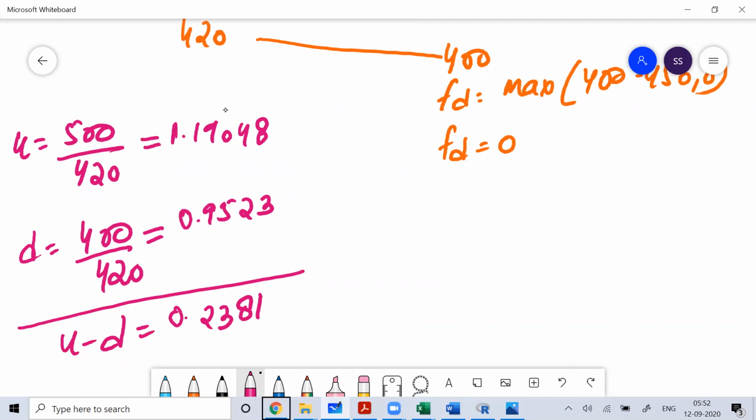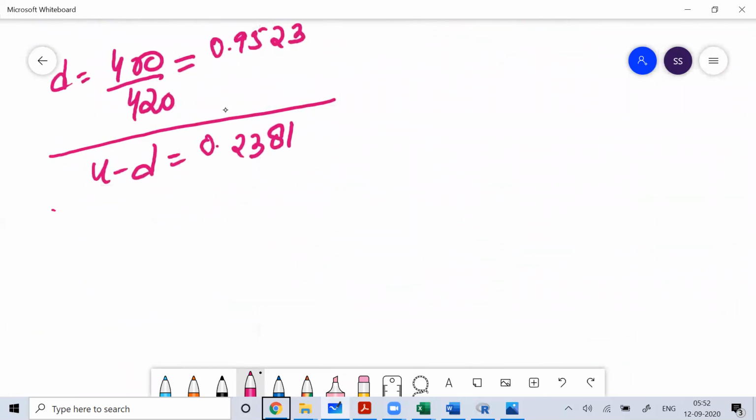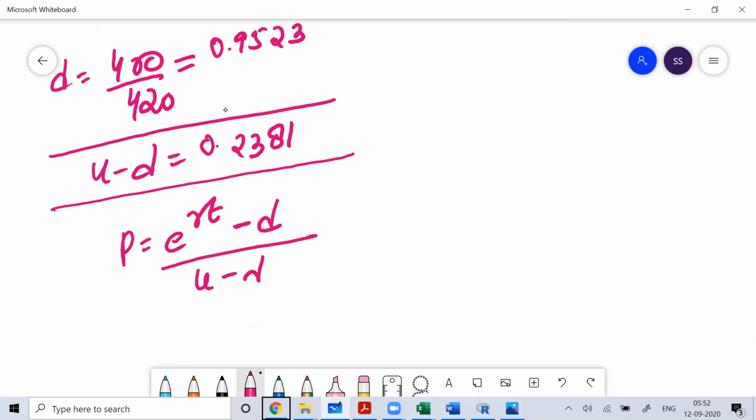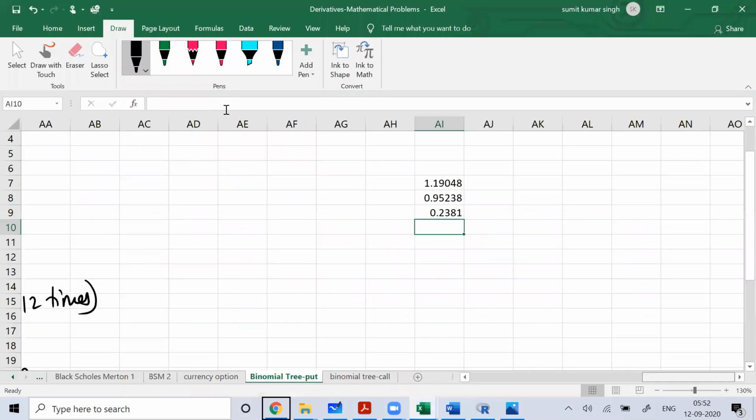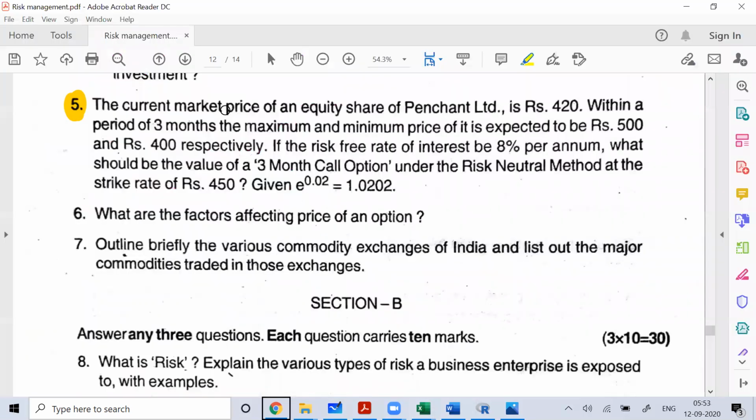Then the next thing I need to determine is the value of probability. Probability p is e to the power RT minus D, divided by U minus D. The e to the power RT part is already given in the problem. You can see this value.